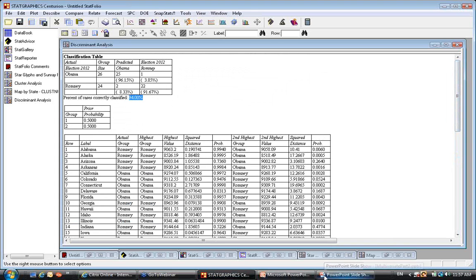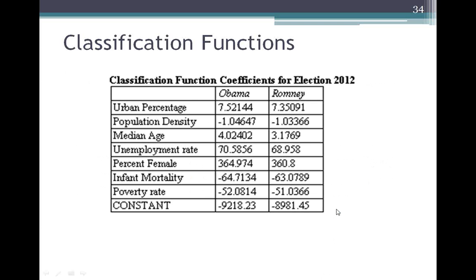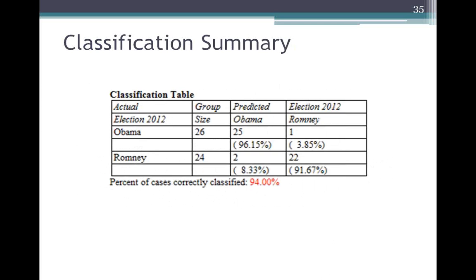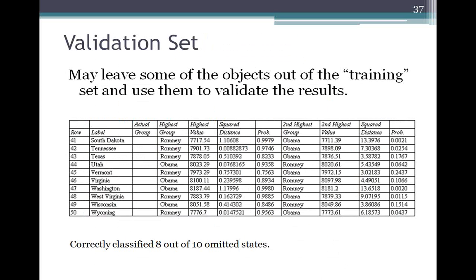One thing you can do to test how good it is in predicting new observations is to take out some of the objects. For example, take the last 10 states and don't use them to fit the model. Fit the model using only 40 of the states. The 40 states would then be called the training set. They're used to train the discriminant function, if you like. And see how good that discriminant function would be in predicting the states that you didn't use.